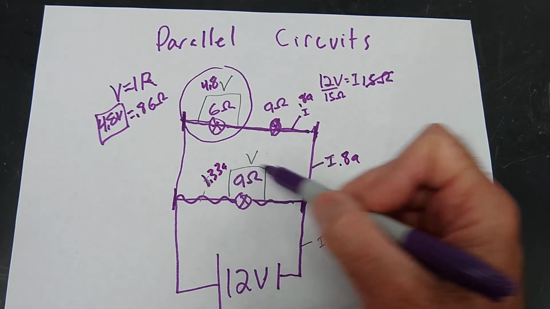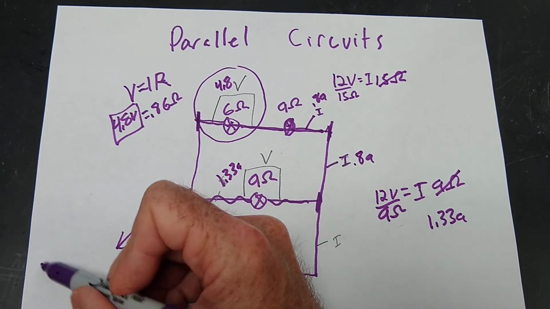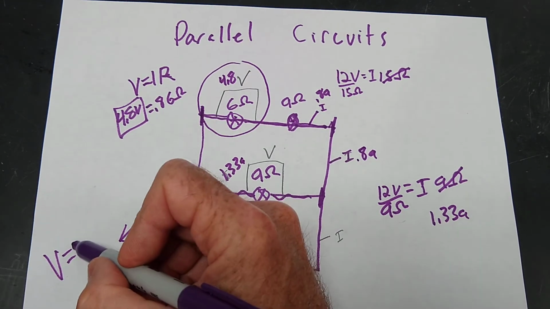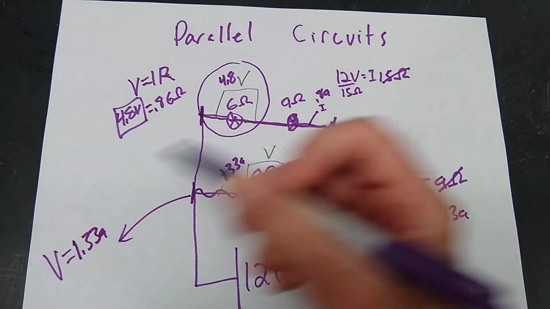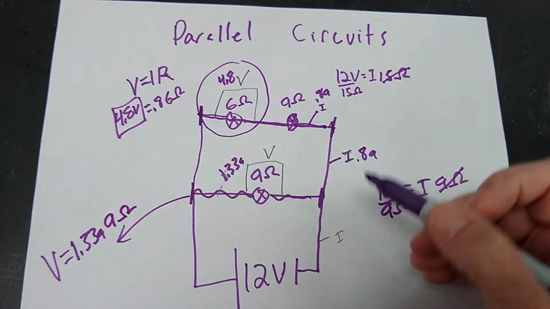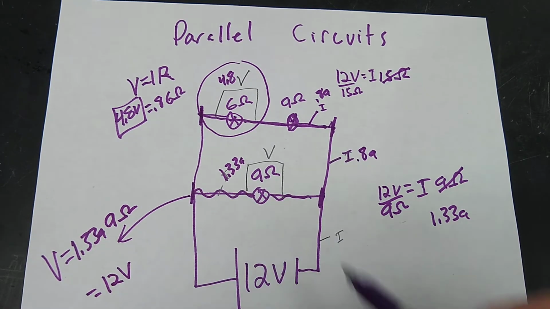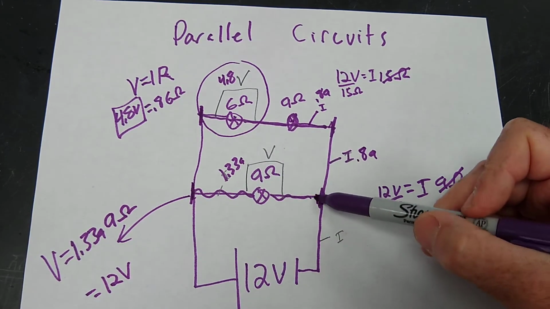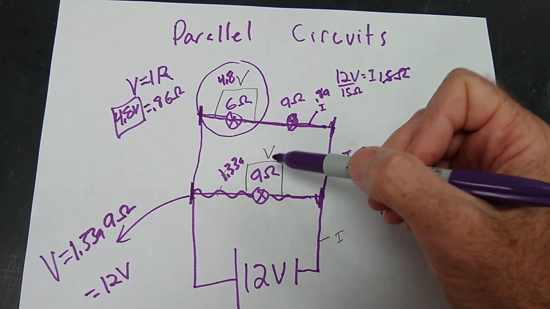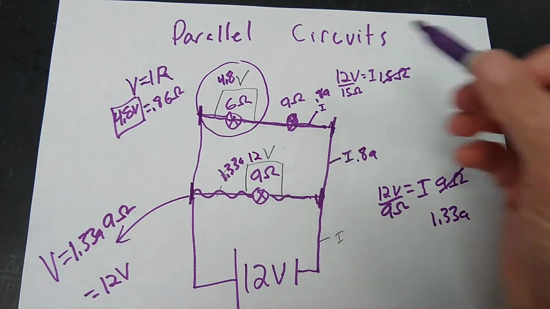So what is the voltage across this 9-ohm resistor? Okay. The voltage we don't know. The current across that bulb is 1.33 amps. And the resistance is 9 ohms. And yep, that works out perfectly. 12 volts. So the voltage drop across this bulb, it gets all 12 volts to itself. So that's 12 volts. Now I'm going to go back.